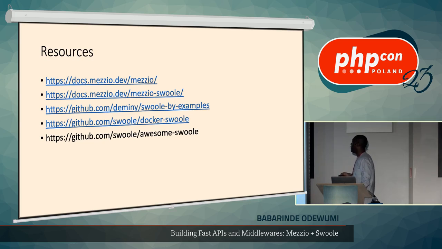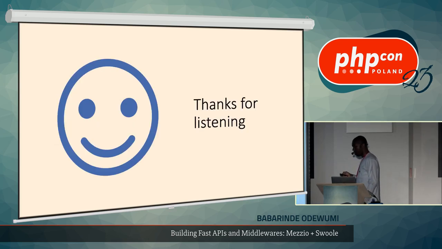All right. So there are resources available online to be able to manage this well. You have the site for Mezzio itself, and that of Swoole. There's also this wonderful site, which is Swoole by Examples. You can go through it. There are tons and tons of examples which you can use to learn Swoole. Swoole is also available on Docker, so you can also use it on Docker, which is what we do. And you have Awesome Swoole as well, which is also a bunch of libraries. There are other frameworks that also use Swoole, Hyperf, and tons and tons of them like that. Laravel, I think, also has some libraries on that.